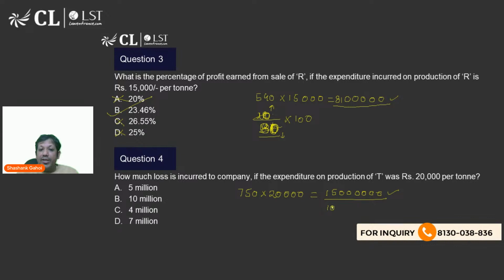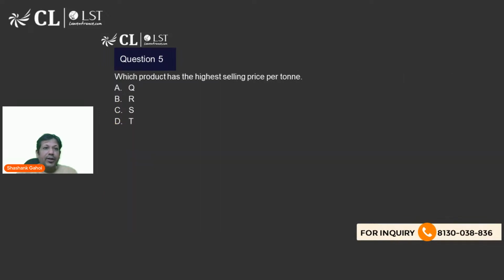This is my total cost, 1.5 crores. What is my revenue? That is 1 crore. What is my loss amount? That's 50 lakhs. And 50 lakhs can be said as 5 million. So my answer of this question is going to be option 1, that is 5 million. So let's move on to the next one.